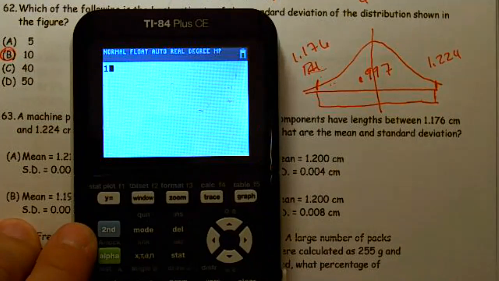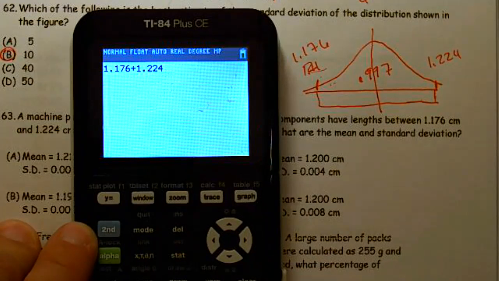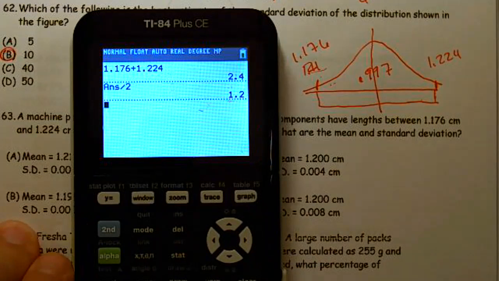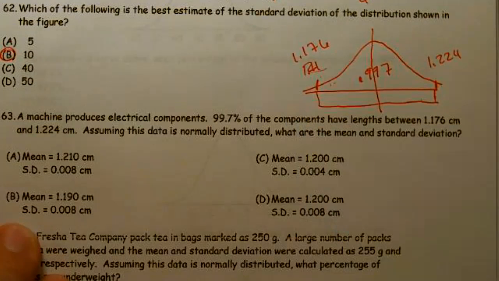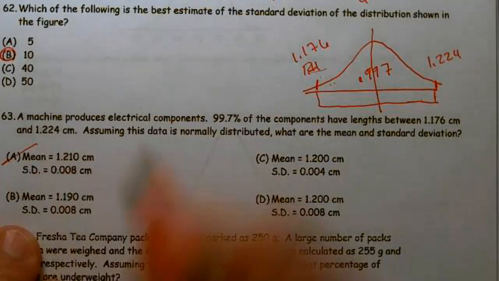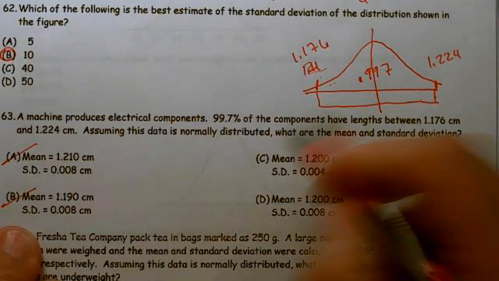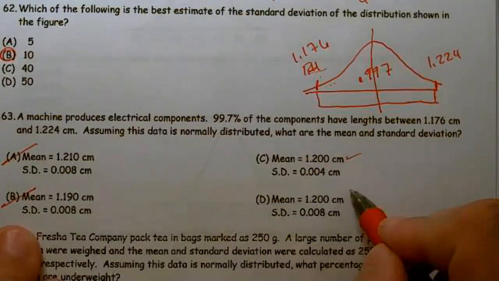So 1.176 plus 1.224. All right, so we added those two up, and then we divide by 2, and we end up getting 1.2. Well, that gets rid of this one, that gets rid of this one, but it leaves C and D as possibilities.